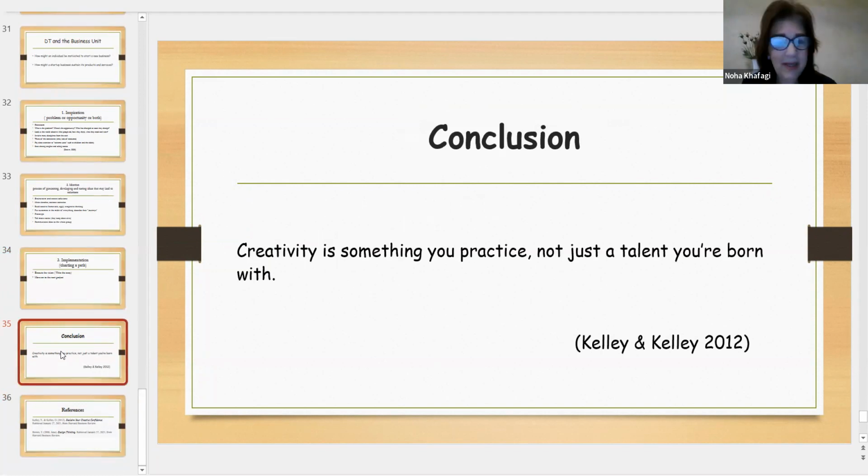The conclusion is that creativity, that's what they came up with, is something you practice, not just a talent you are born with. And all these activities are features new to the classroom and encourage learning and the retaining of information. Design thinking could be used by teachers in mapping out a new course. And this is what I tried during the training program.